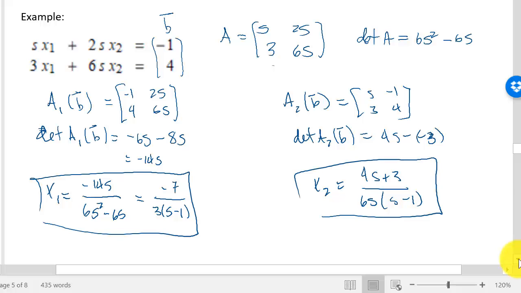All right, so that's a quick application of Cramer's rule. You might imagine that it could be a little bit difficult to solve for this with these s variables around, but with Cramer's rule it becomes an easy formula and easily computable. All right, let's move on.